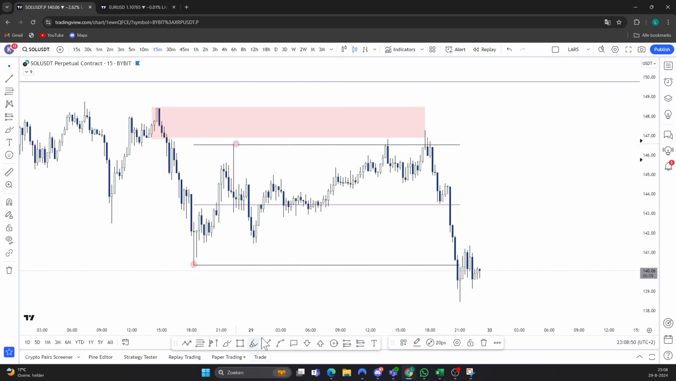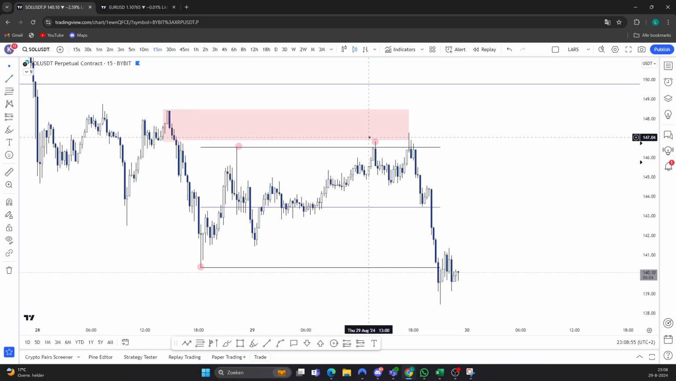But coming back towards the range, we had our range low, we had our range high, and then right here we got our deviation 1. And then simply after that, at 5:30 p.m. my time, we got that deviation 2.